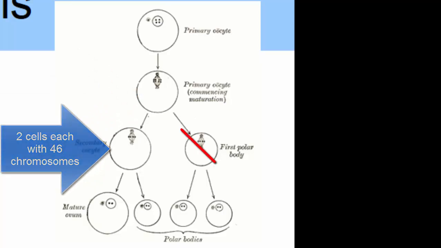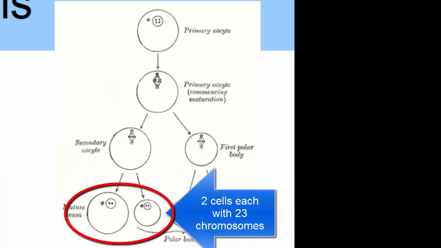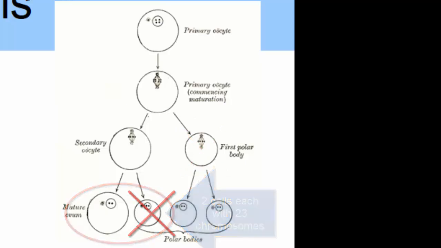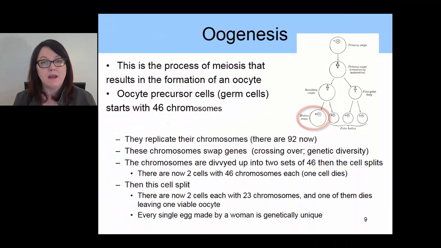However, one of these cells dies. The cell that didn't die splits in half, and now we have 2 cells each with 23 chromosomes. And one of those cells dies, leaving 1 viable oocyte. Every single egg made by a woman is genetically unique, again, due to that process of crossing over.